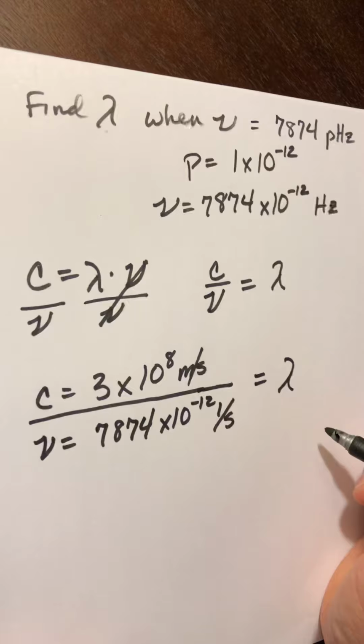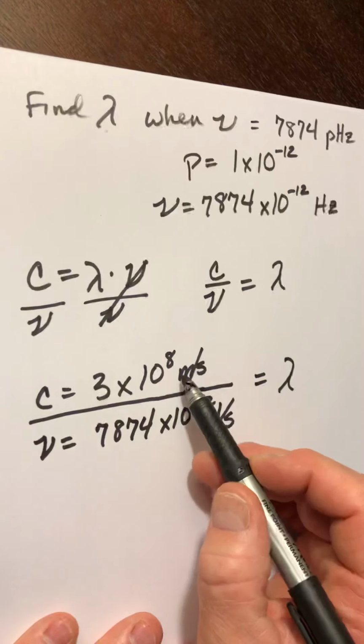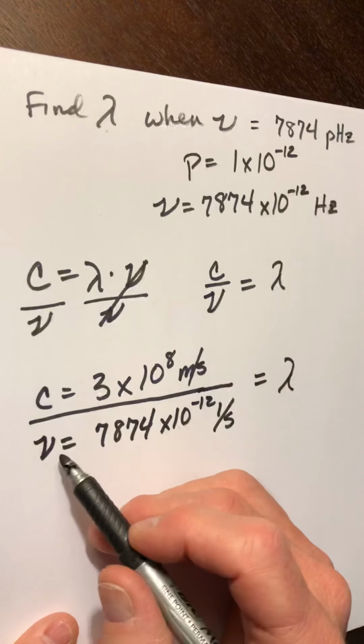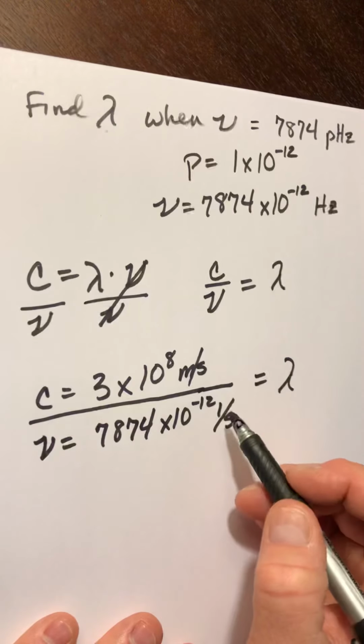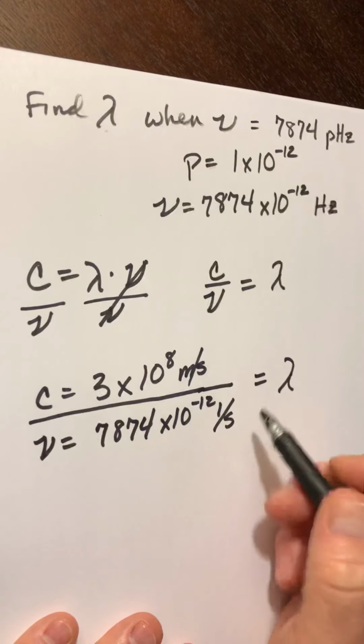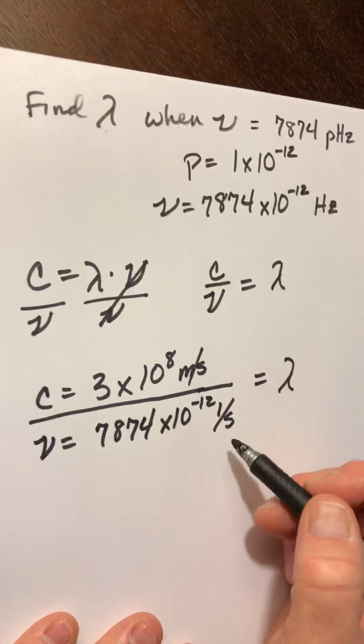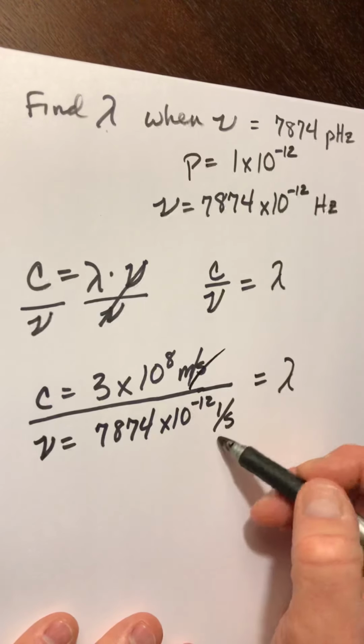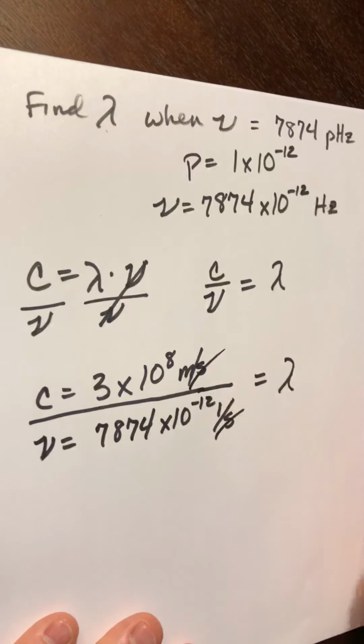Now what happens with the units? c has the units meters per second. Frequency has the units 1 per second. We have a per second in the top and we have a per second in the bottom, and those per seconds just cancel, leaving us with only meters. And that makes sense because wavelength should be a length unit, and meters are definitely a length unit.